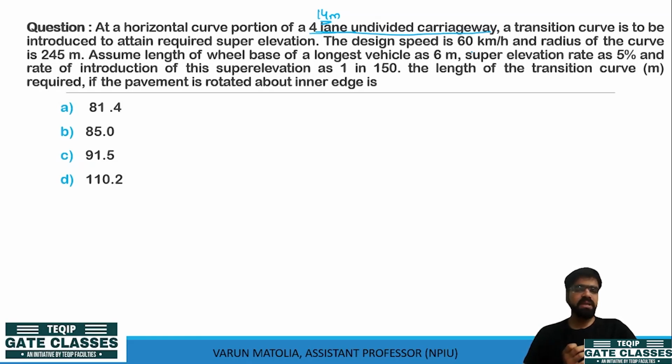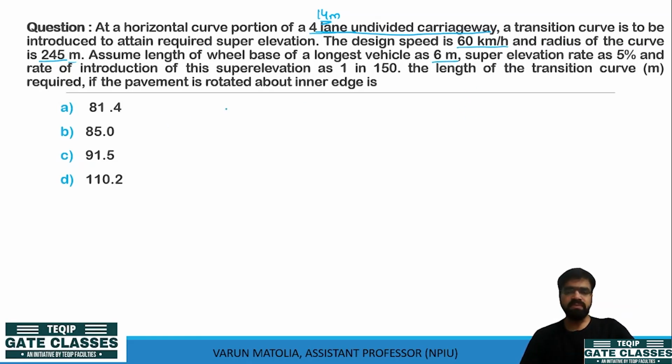The design speed is 60 kilometers per hour. Again, from the last many questions, the design speed is 60 kilometers per hour. I don't know why it is so, but it is. The radius of the curve for which this transition curve is made is 245 meters. Assume the length of wheelbase of the longest vehicle is 6 meters.